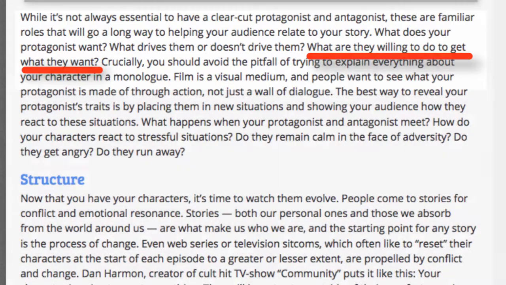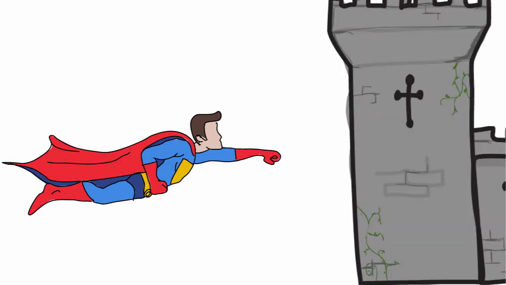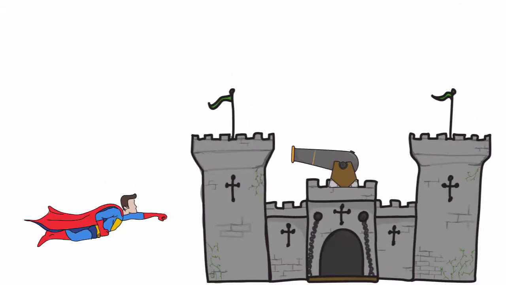Crucially, you should avoid the pitfall of trying to explain everything about your character in a monologue. Film is a visual medium, and people want to see what your protagonist is made of through action, not just a wall of dialogue. The best way to reveal your protagonist's traits is by placing them in new situations and showing your audience how they react to these situations.